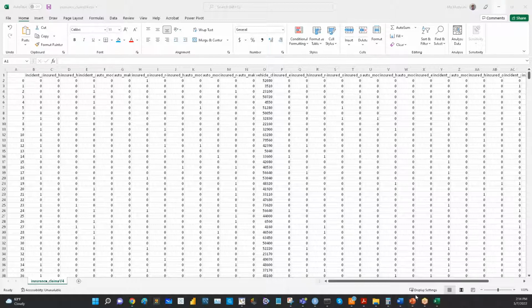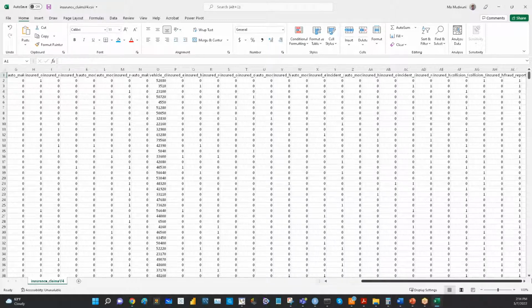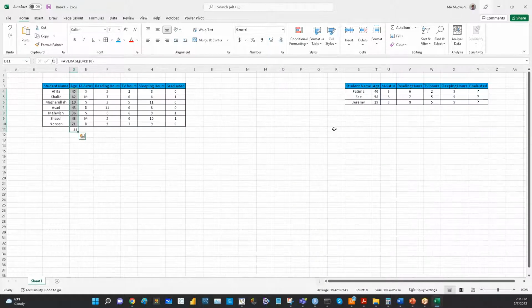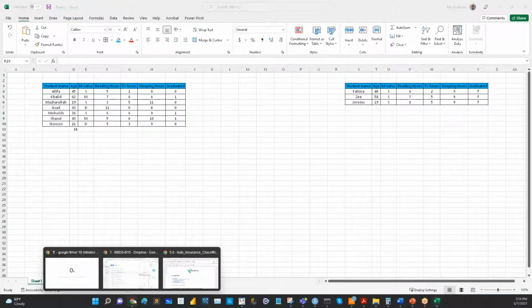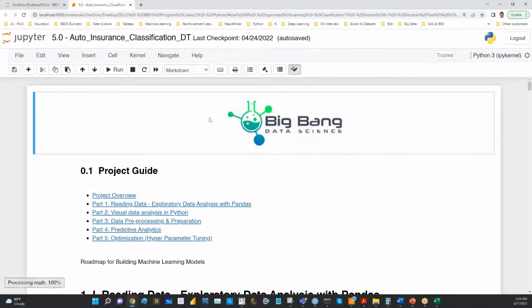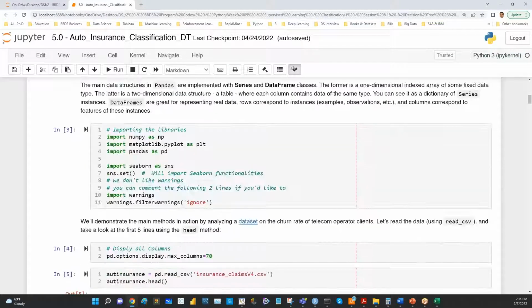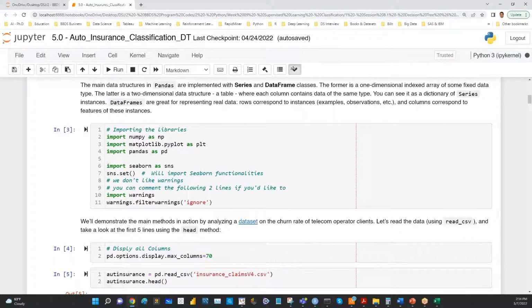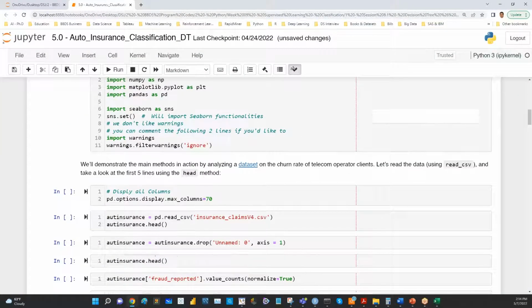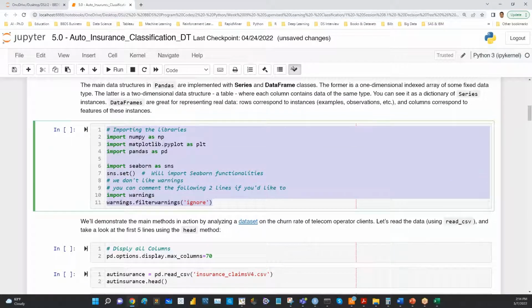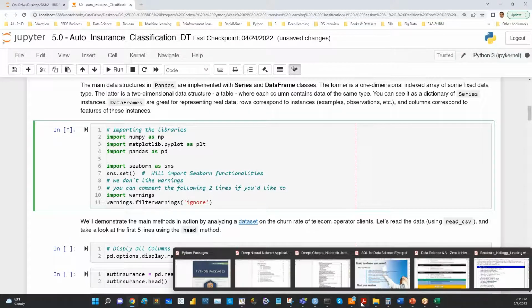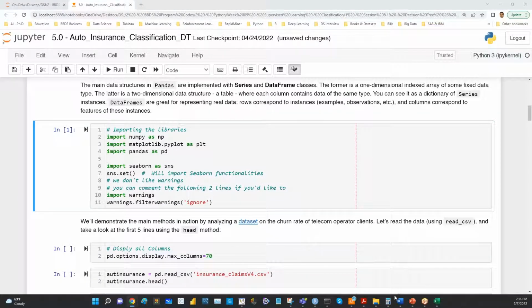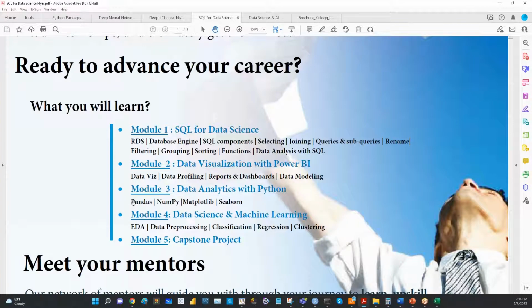Okay, and so we got this data. It's been transformed. It's all zeros and ones, which is good. And now we are going to read this data into this file. Let me clear out the output. The first thing we gotta do is import some libraries: NumPy, Matplotlib, Pandas. This is what you are going to learn if you take the short program: pandas, numpy, matplotlib, and seaborn.